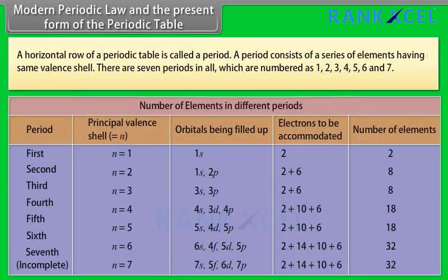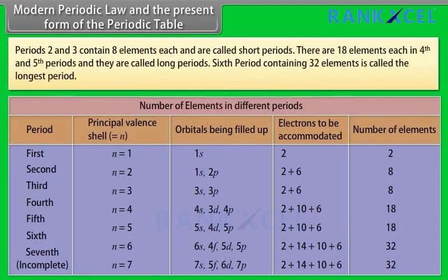There are 7 periods in all, which are numbered 1, 2, 3, 4, 5, 6 and 7. Periods 2 and 3 contain 8 elements each and are called short periods. There are 18 elements each in the 4th and 5th periods, and they are called long periods. The 6th period, containing 32 elements, is called the longest period.